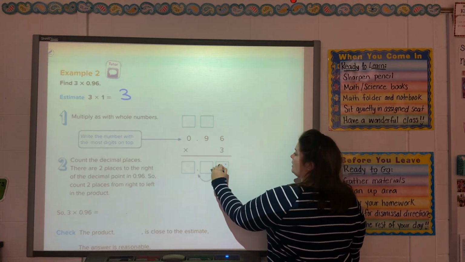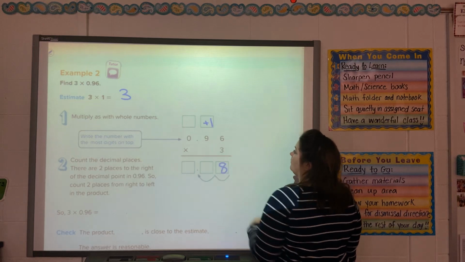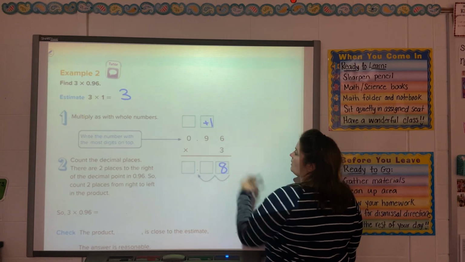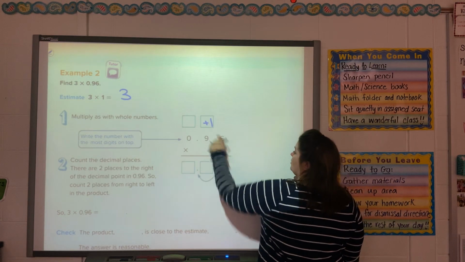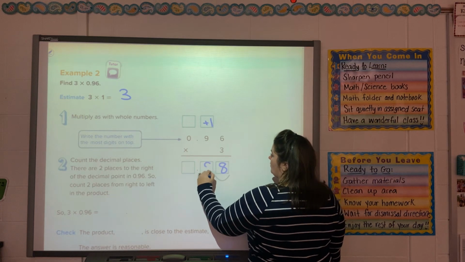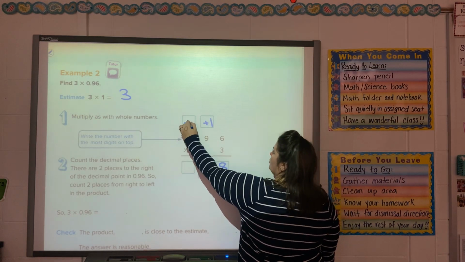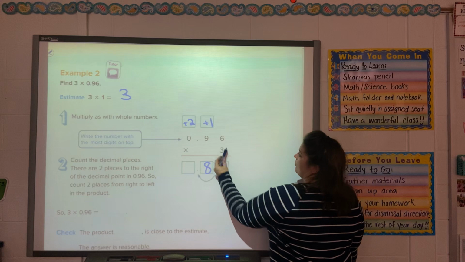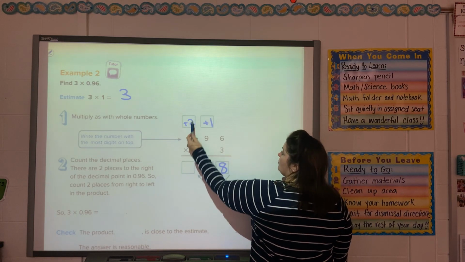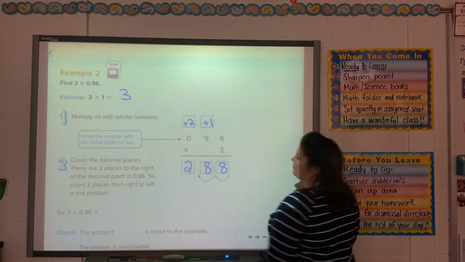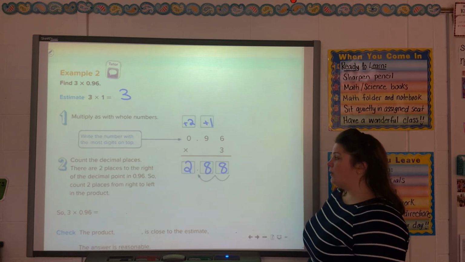3 times 6 is 18. 3 times 9 is 27. Plus 1 is 28. Because there's a 0, I'll show you how I carry that over. 3 times 0 is 0. Plus 2 is 2. So we get 288.